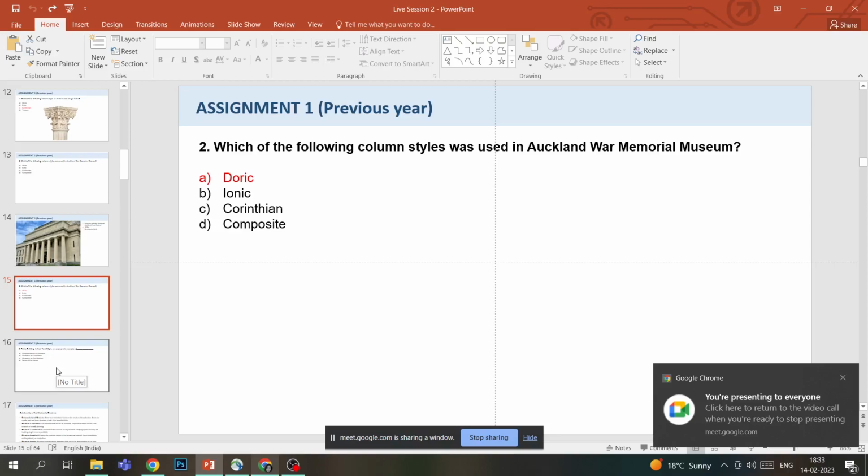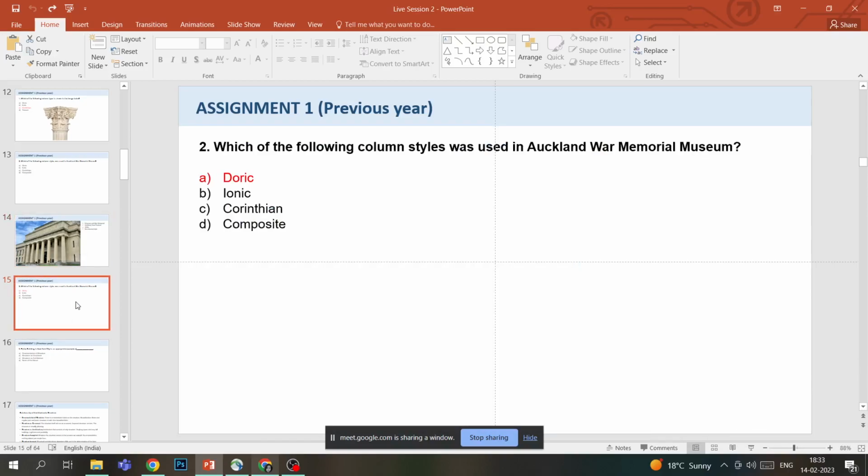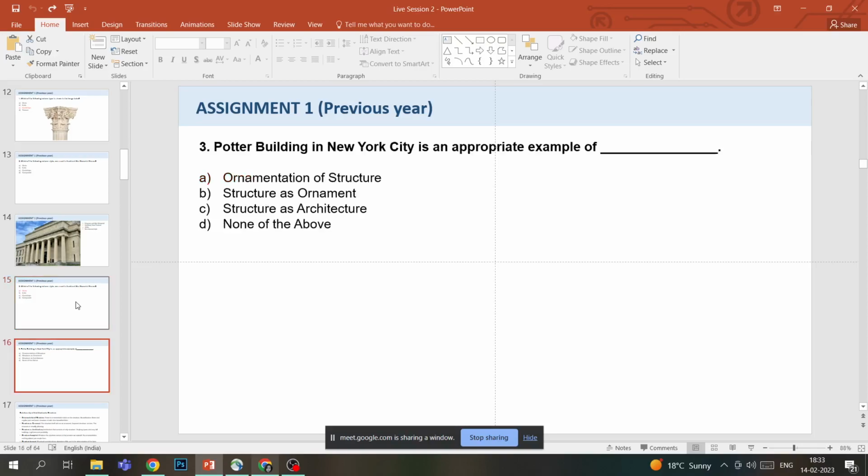Moving on to the next question. As I was saying, to be able to answer these questions, you have to remember the features of these column types. So the next question is: the Potter Building in New York City is an appropriate example of ornamentation of structure, structure as ornament, structure as architecture, or none of the above.